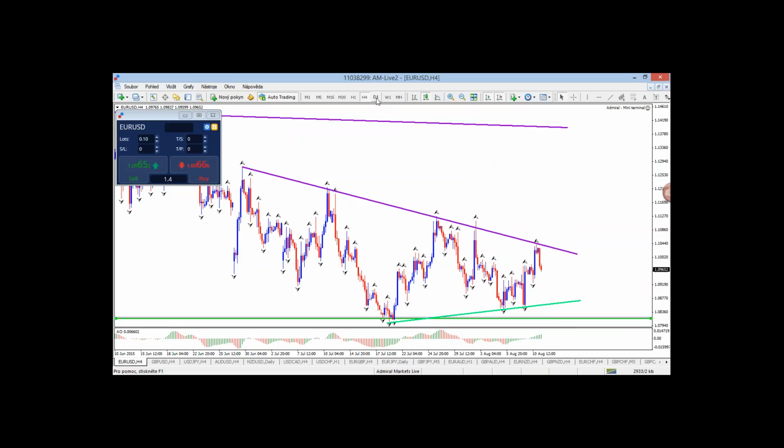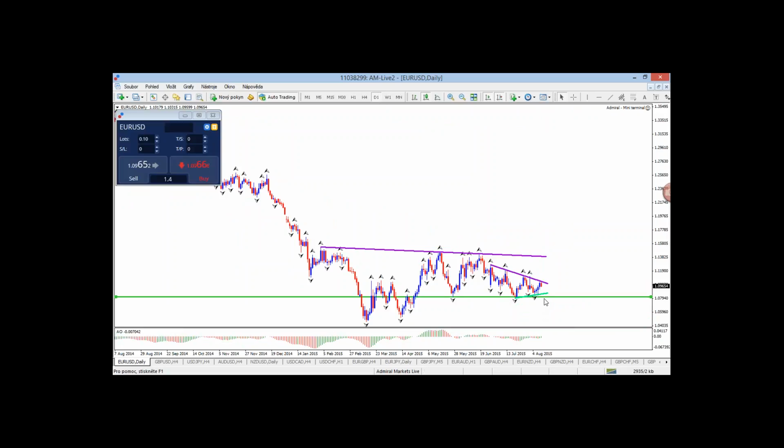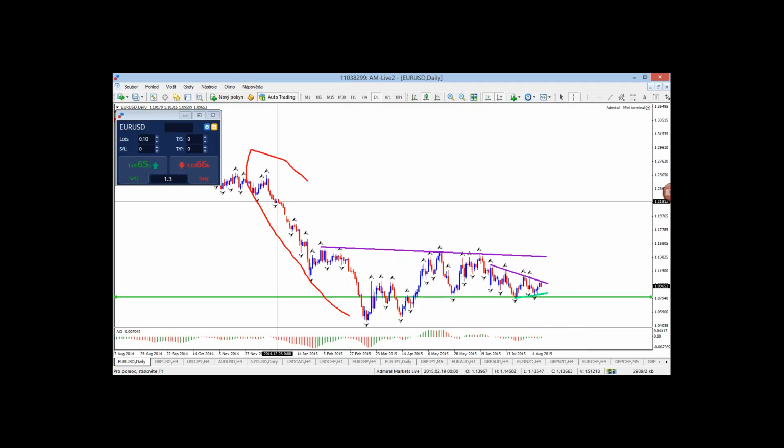But obviously, if 108 breaks and I see a daily candle close below 108, that could be a signal that the downtrend, which we have here very clearly present, is indeed continuing. So that's the signal I'm looking for downside, and I'm talking now about a weekly, monthly downtrend continuation.